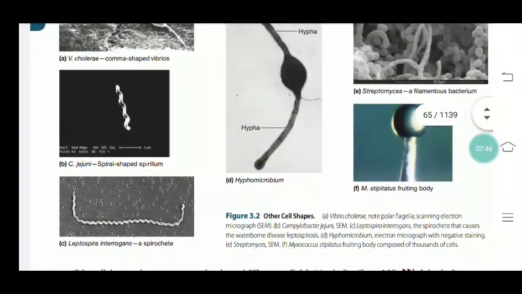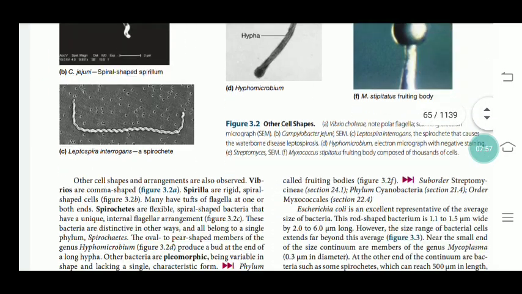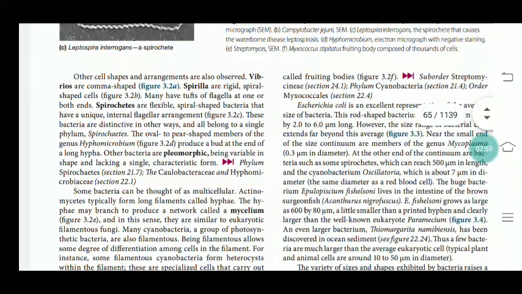You can see in the figure Hyphomicrobium, which has on one side a bud, then hyphae, then another bud, and then another hyphae. So it's called Hyphomicrobium. Okay. So Hyphomicrobium produces a bud at the end of the long hyphae.